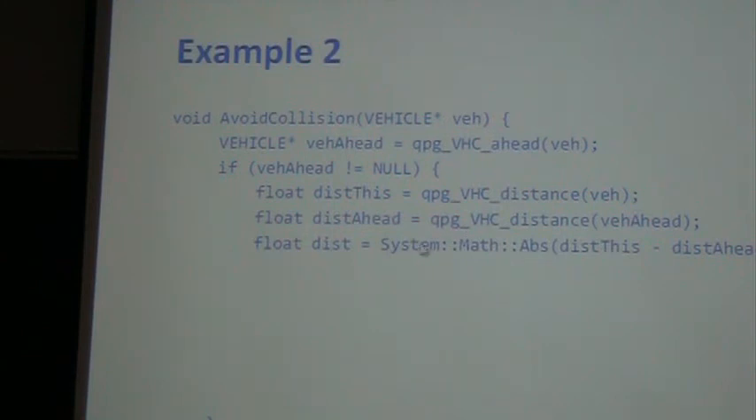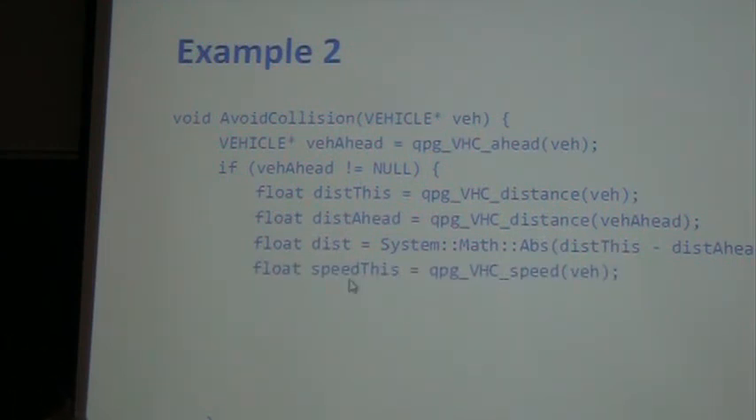And here is a function that is implemented in the .NET framework to calculate the absolute value. So we get the absolute difference between them. Ideally, we don't need this absolute because this distance will always be larger than distance ahead. But I just want to make sure it's safe, make it safer. So it's a bit redundant.